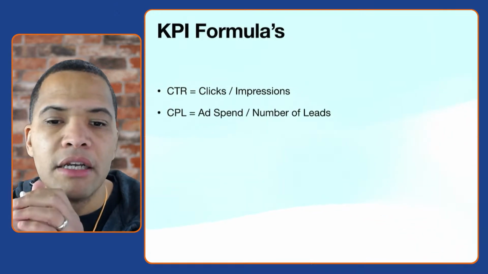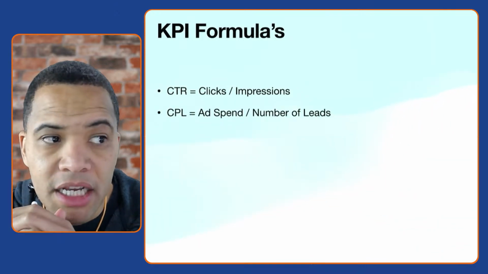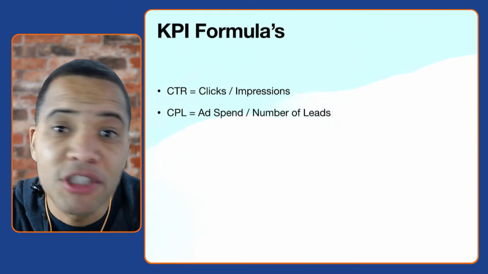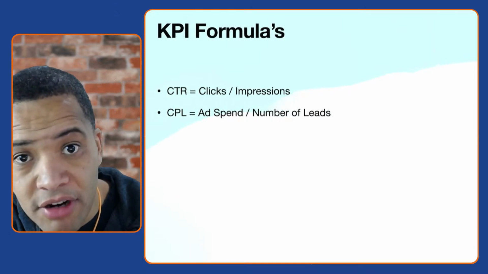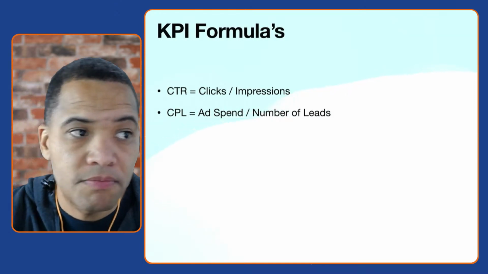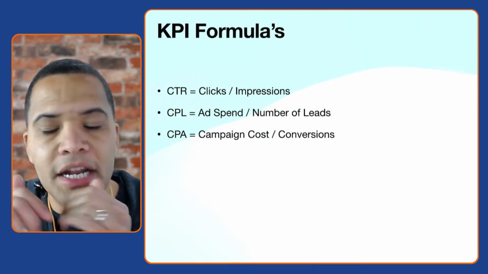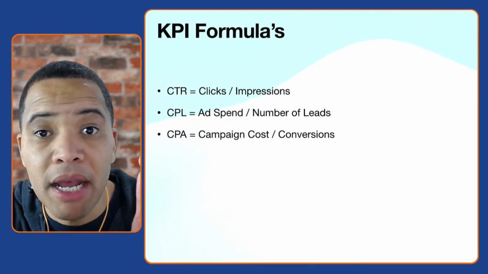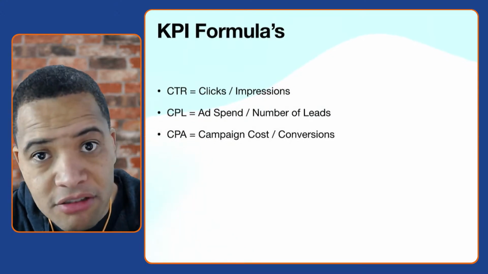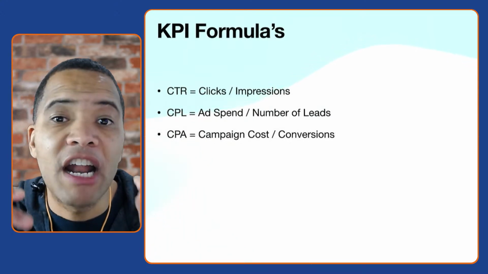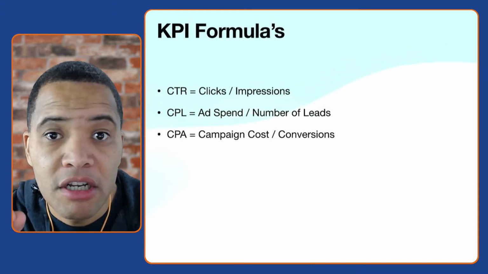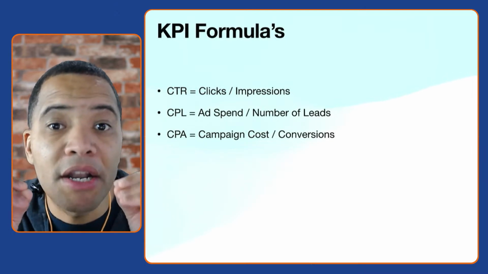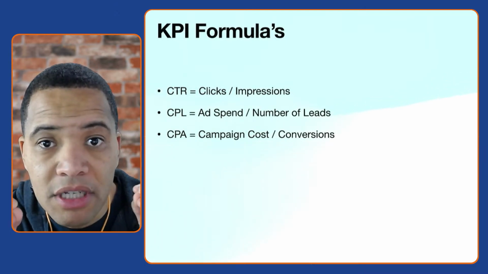The next one is our cost per lead, and it's very simple. It's your ad spend divided by the number of leads. How much you spent based upon the number of leads you got, right? That's going to tell you your cost per lead. Very simple. All right, the next one is cost per acquisition, which is nothing more than your campaign cost divided by the conversions. Campaign cost divided by the number of people that converted, that purchased, number of buyers, customers. That's it.